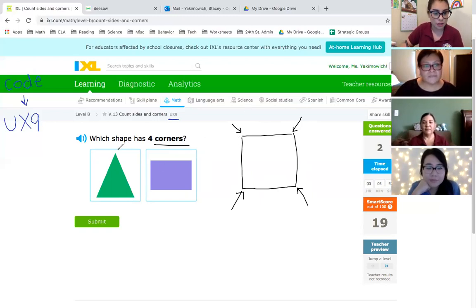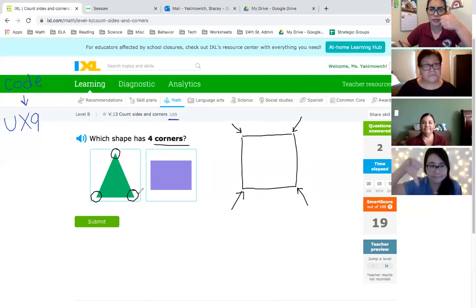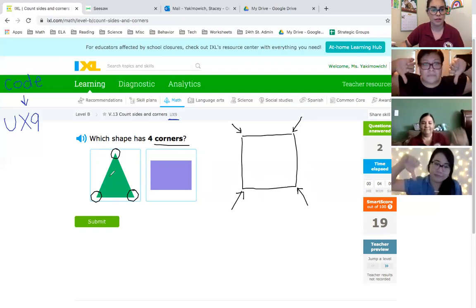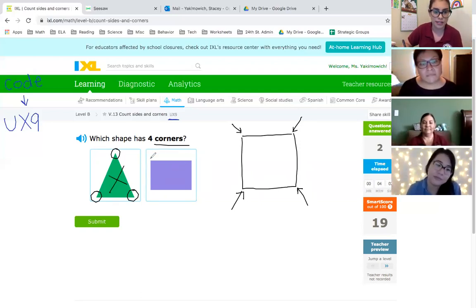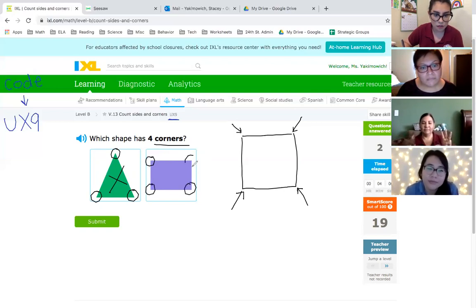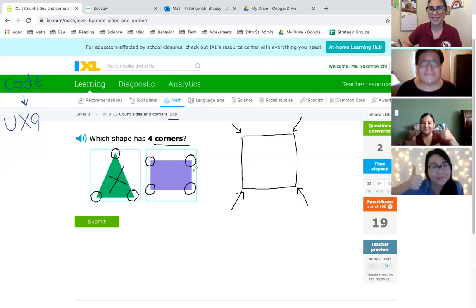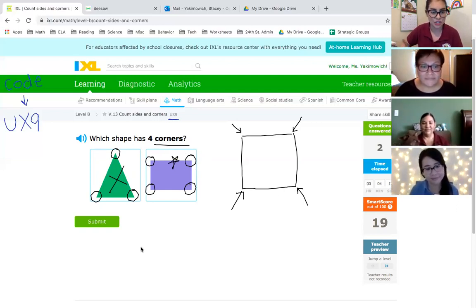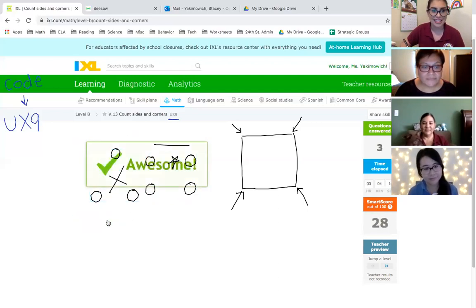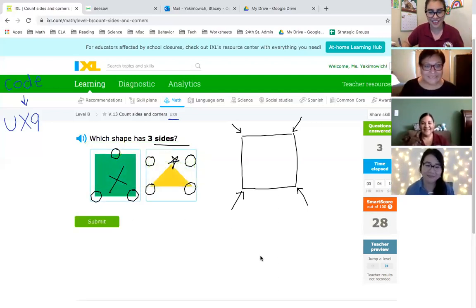So we have 1, 2, 3. What are we thinking? Thumbs up? Does that have 4 corners? Thumbs down. All right, they're saying no, that one's not it. All right, let's count this one. 1, 2, 3, 4. What do we think? Nice. All right, we think this is the answer. Let's choose it and figure out if we are correct. And submit. Yay! Great job, everyone.